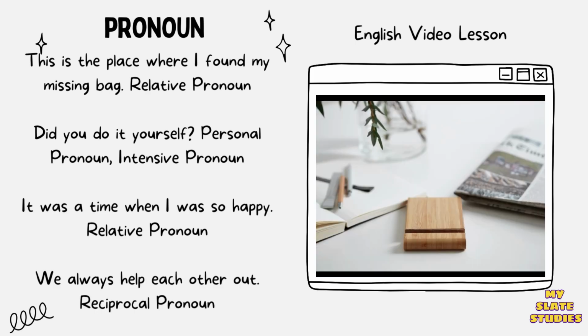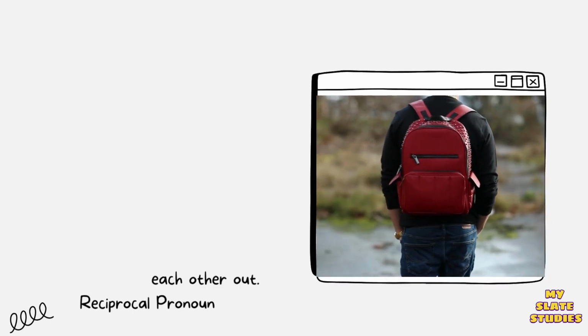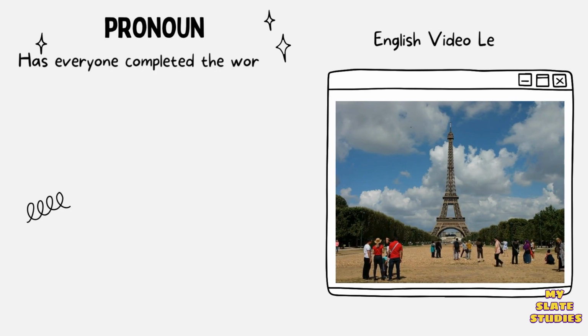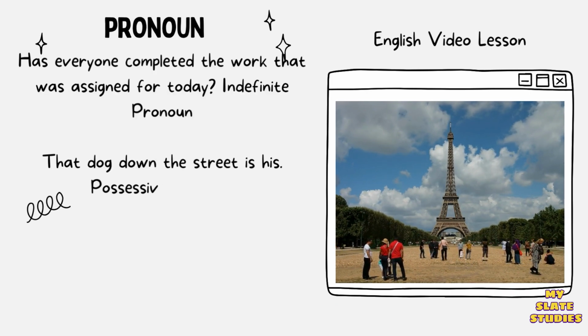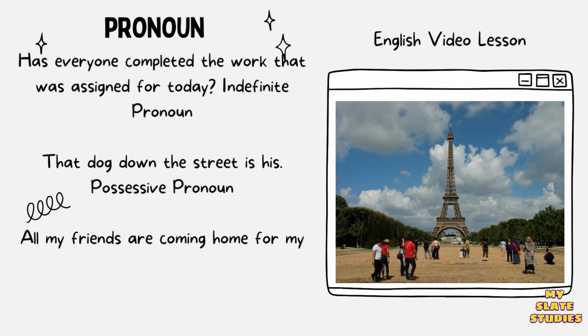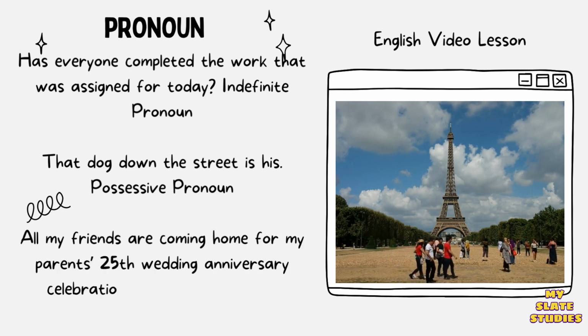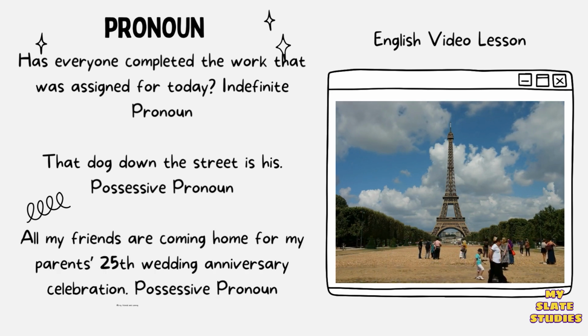It was a time when I was so happy. Relative pronoun. We always help each other out. Reciprocal pronoun. Has everyone completed the work that was assigned for today? Indefinite pronoun. That dog down the street is his. Possessive pronoun. All my friends are coming home for my parents' 25th wedding anniversary celebration. Possessive pronoun.